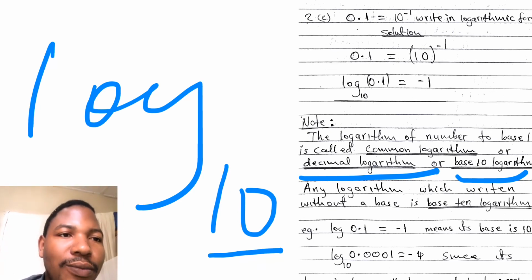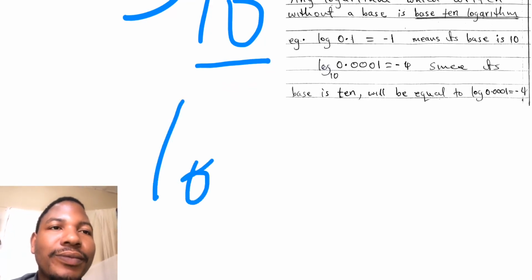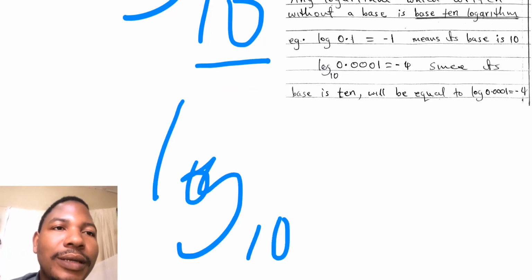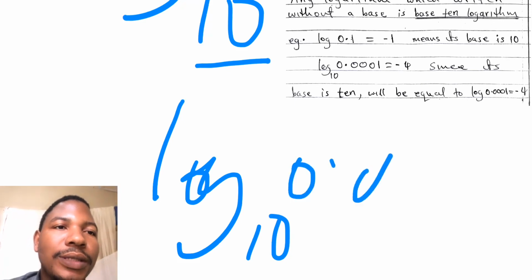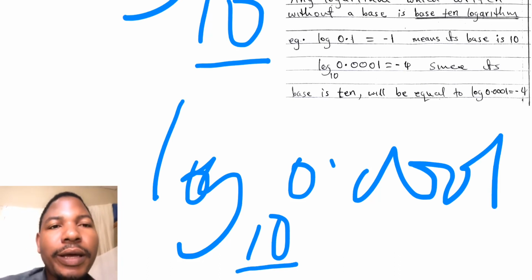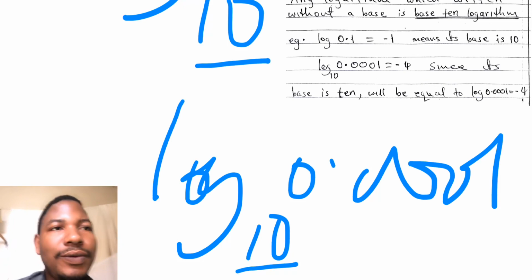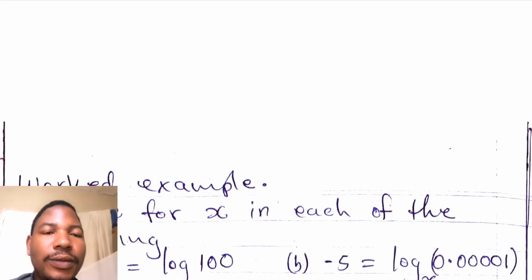It is very, very important. For instance, this one, log base 10 of 0.0001. This is a common logarithm because its base is 10 here. So any logarithm with base 10 is a common logarithm. Don't confuse it. Let me shift.